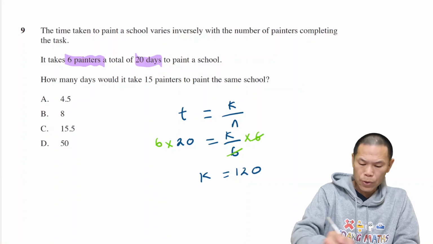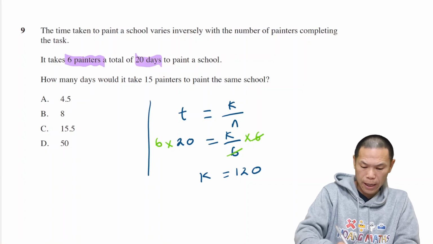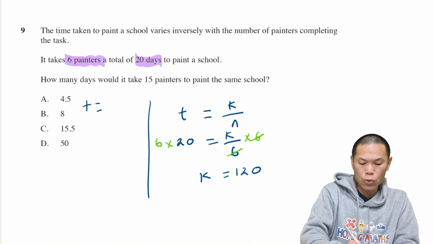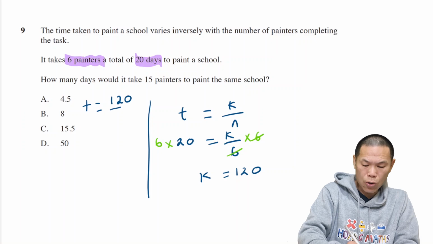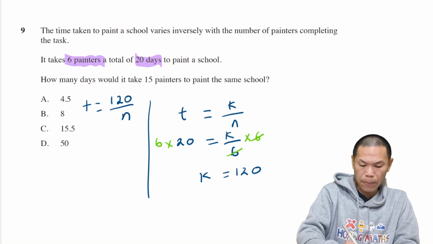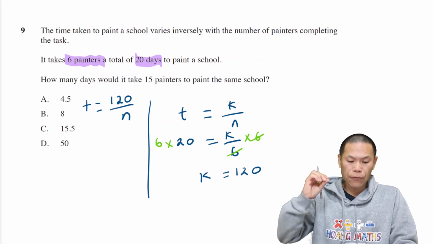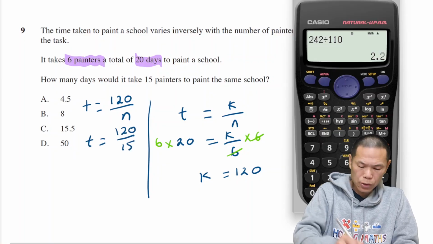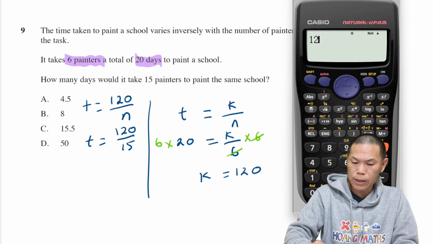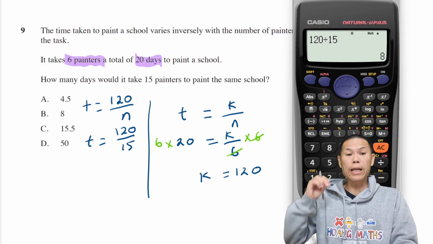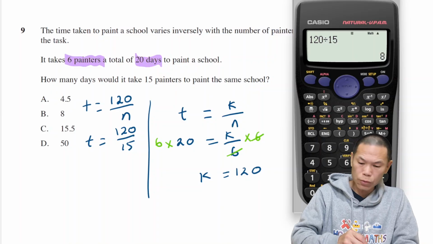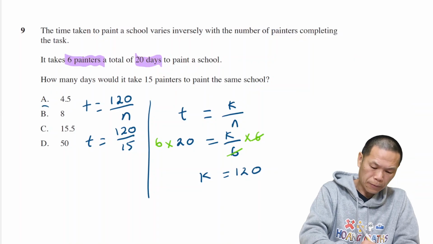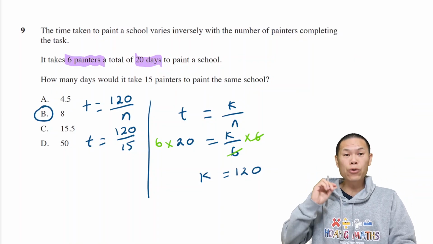So therefore, T equals 120 over N. Now N is 15. So that means T is equal to 120 divided by 15. So just go 120 divided by 15. So that is 8. So the answer should be B. There you go.